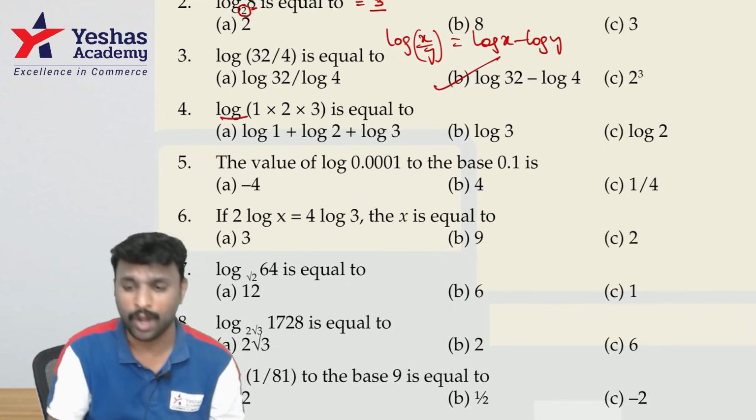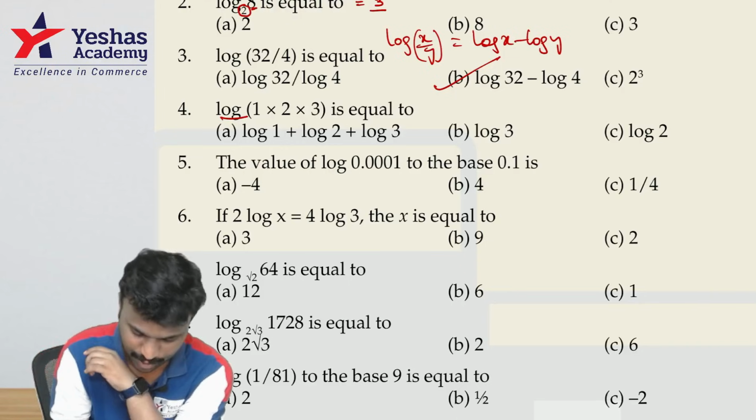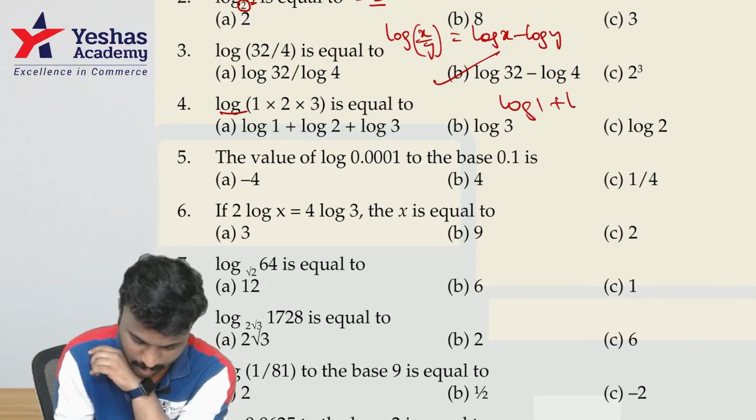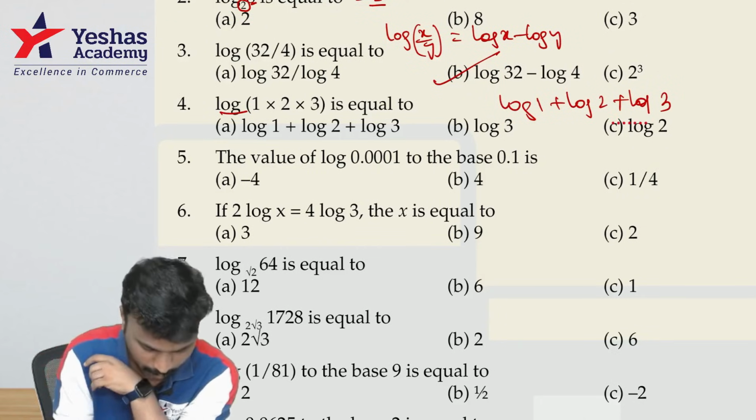Guys, fourth one, log of 1 into 2 into 3. Multiplication changes to what? Addition. That means log 1 plus log 2 plus log 3. Which option is correct? It is option A.